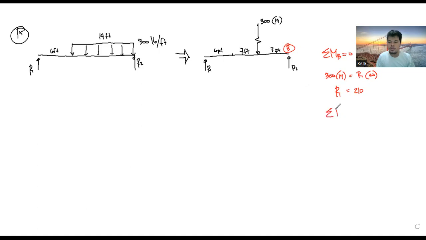Likewise, if we sum up moments at A, assuming this is point A, you have 300 times 13, which is equal to R2 multiplied by 20. So R2 can be calculated by dividing by 20. So you have there 195.